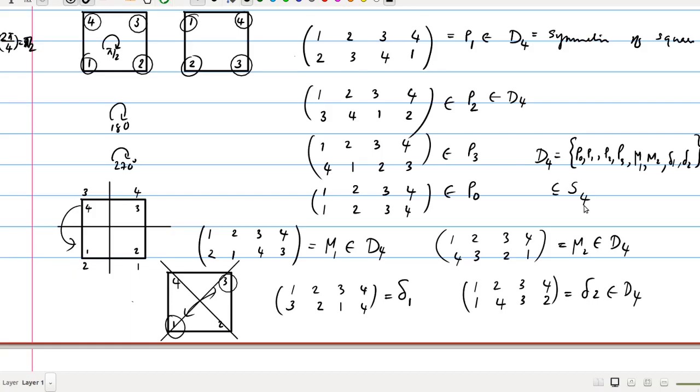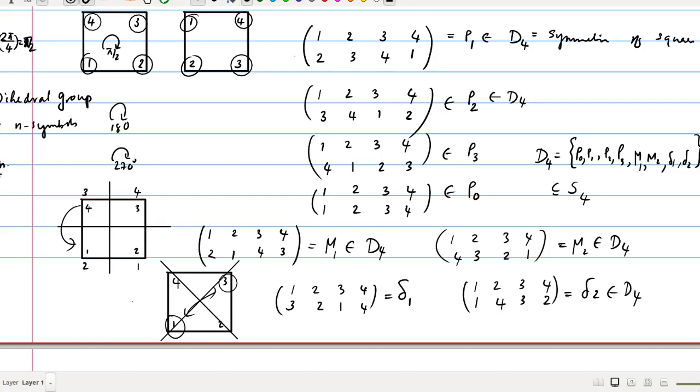And D3, D4 are groups you can consider with any regular n-gon, regular polygon. Those are denoted by Dn. If that polygon has n sides, then the group of symmetries of that regular n-gon is denoted by Dn. This is called the dihedral group of n symbols. Obviously this Dn is always a subgroup of Sn.